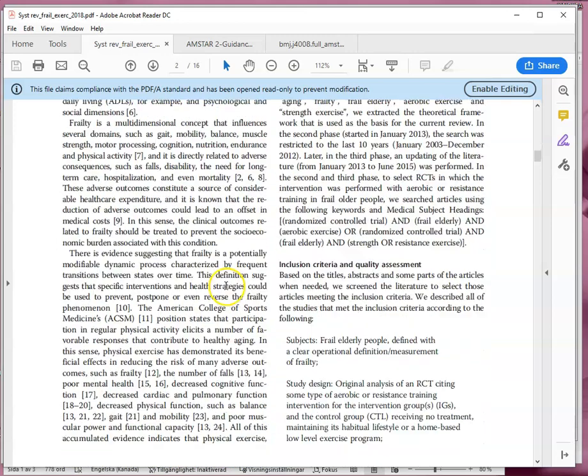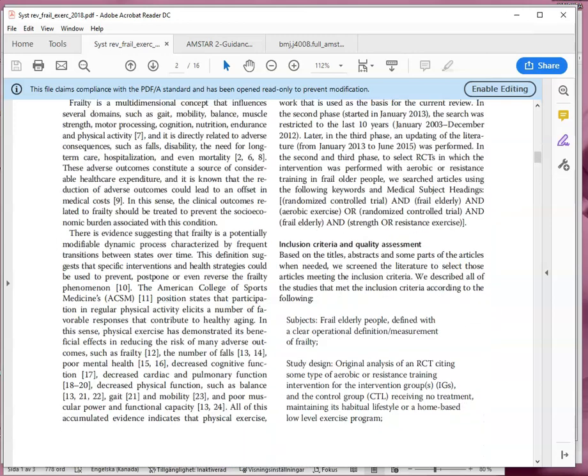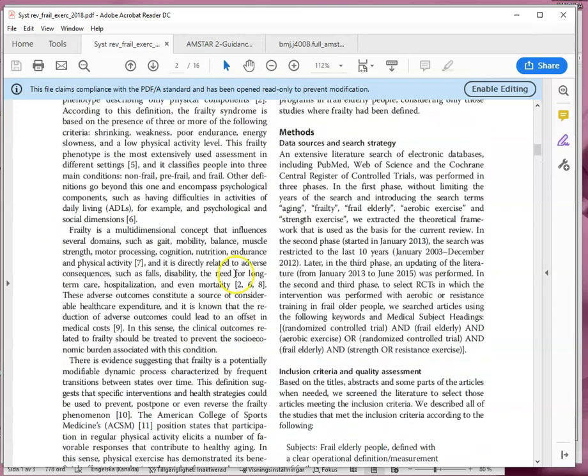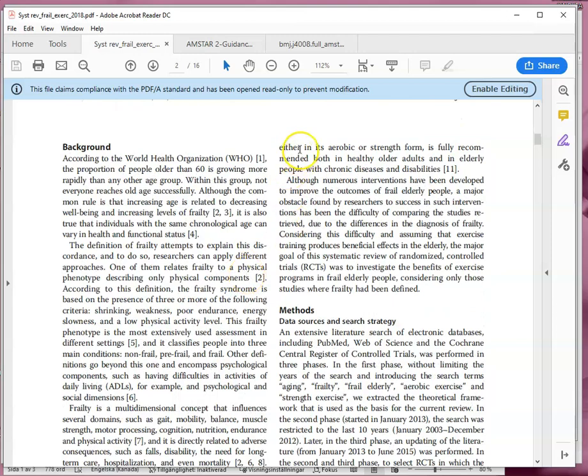The aim should be on the end. Let's see. There's evidence, blah blah blah. Let's try to find the aim of the study. Considering the major goal of the systematic review of randomized trials was to investigate the benefits of exercise programs in frail elderly people, considering only those studies where frailty has been defined.